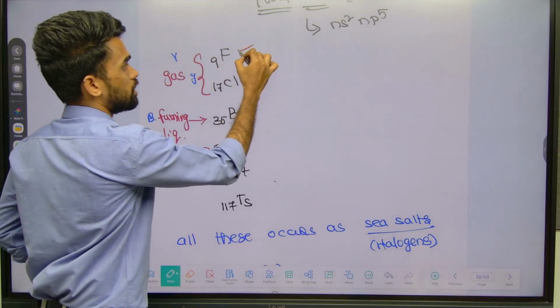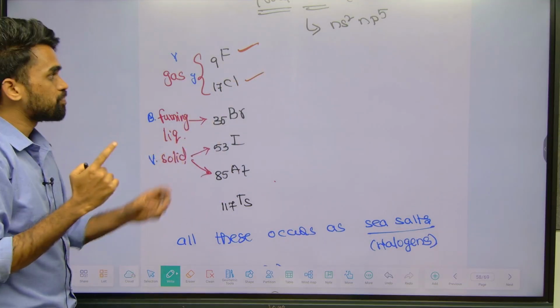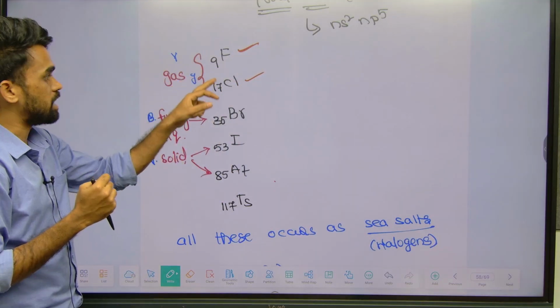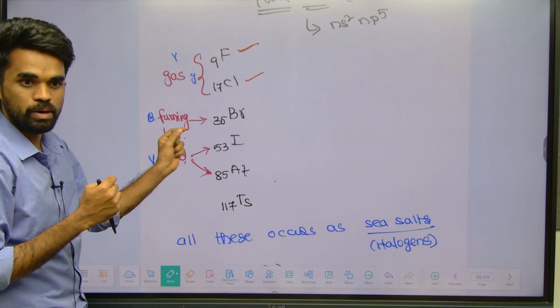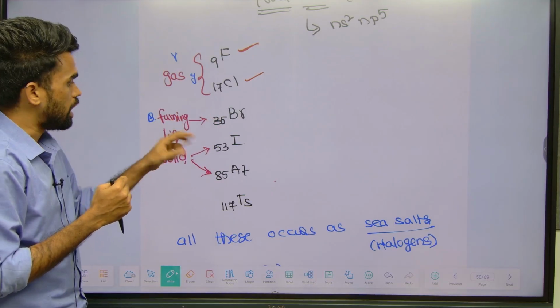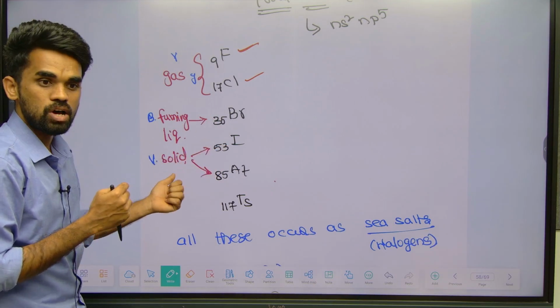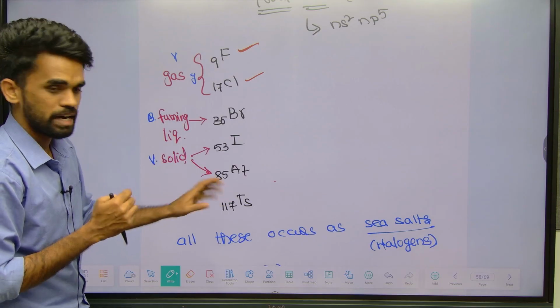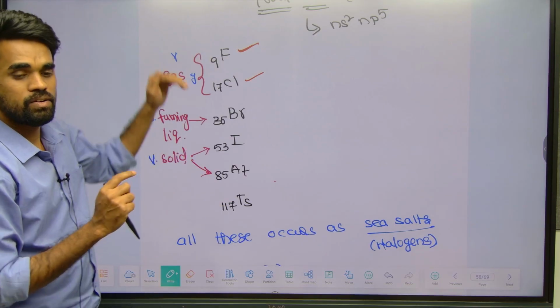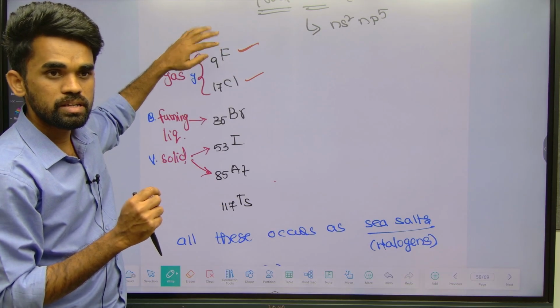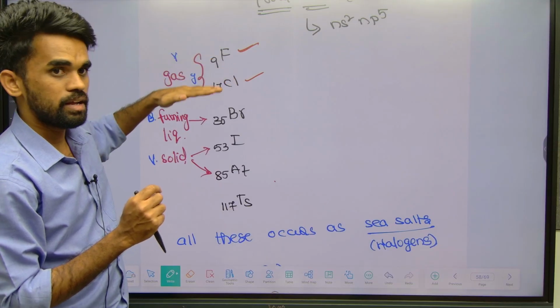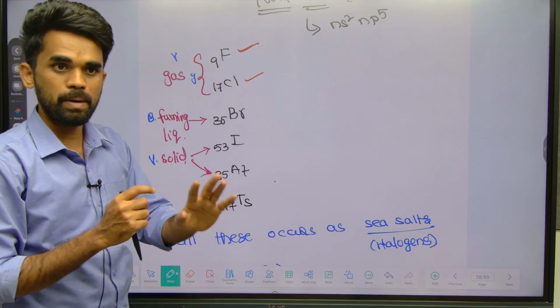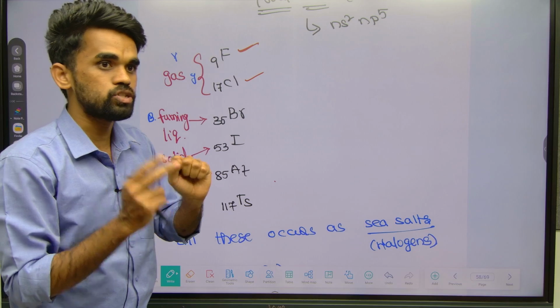Fluorine and chlorine are gaseous. Then next, bromine is a liquid. And iodine and astatine are the solid forms. Astatine is a radioactive one. So once again: first two, next one, next two. Remember like this, and they will make a question like this.